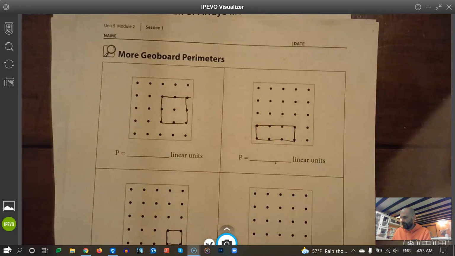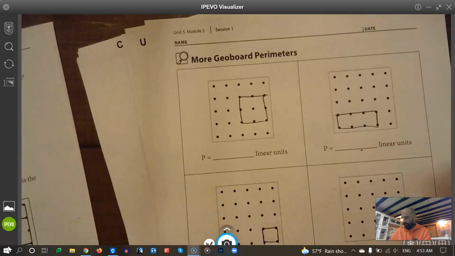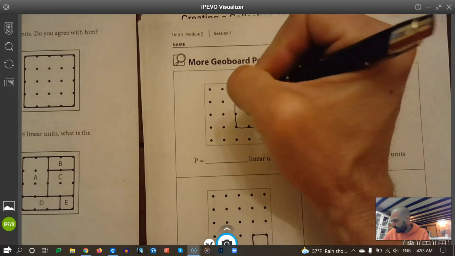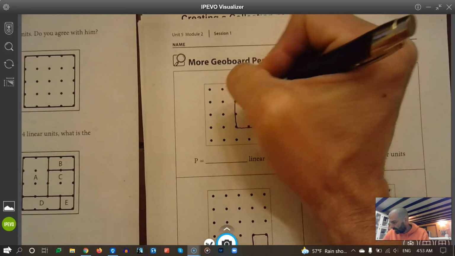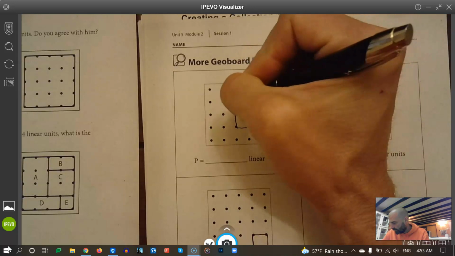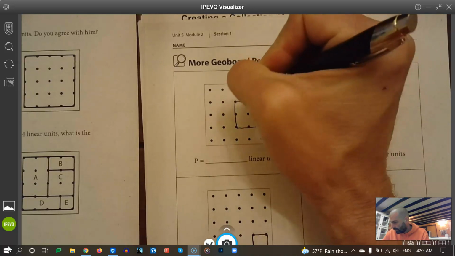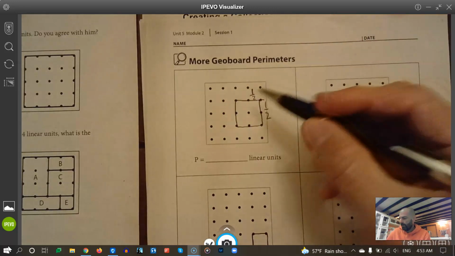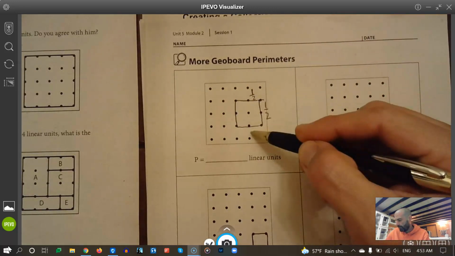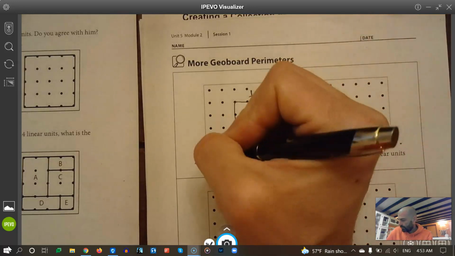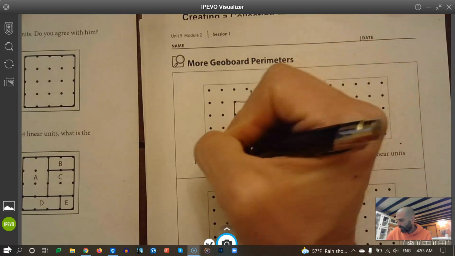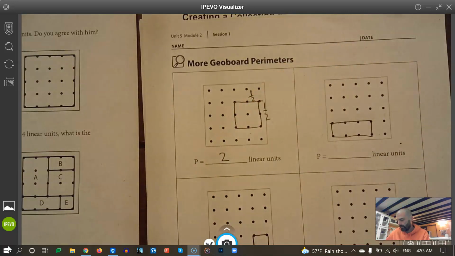What about the next one? We have C over here. C looks like a square, doesn't it? So we have this side and this side. So this is 2/4, which is a 1/2. A half. This is a square. So we have 1/2 plus 1/2 plus 1/2 plus 1/2. So we have 1/2 plus 1/2 is 1, and then another 1, which is 2. So we have 2 linear units.